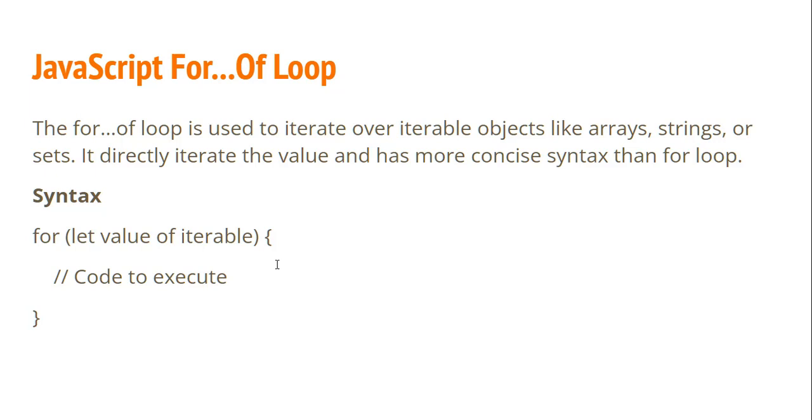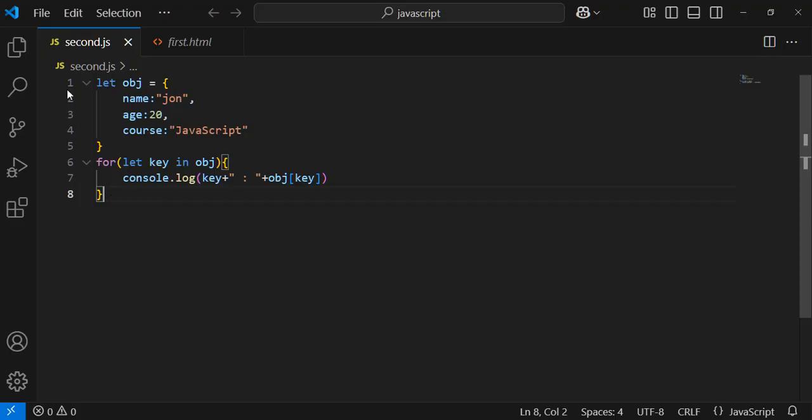JavaScript for of loop. The for of loop is used to iterate over iterable objects like arrays, strings, or sets. It directly iterates the value and has more concise syntax than the for loop. Syntax for the for of loop is, for parentheses, let value of iterable, or we can say object name.